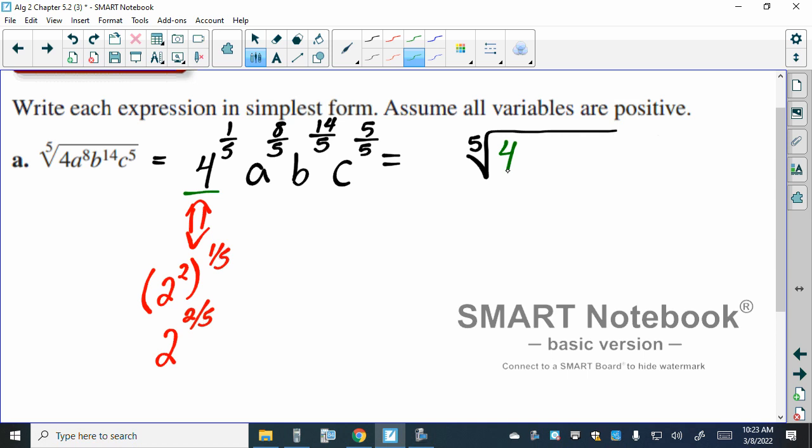Now, if we look at A, we have A to the 8/5. Is 8 bigger than 5? So that means we can simplify it.